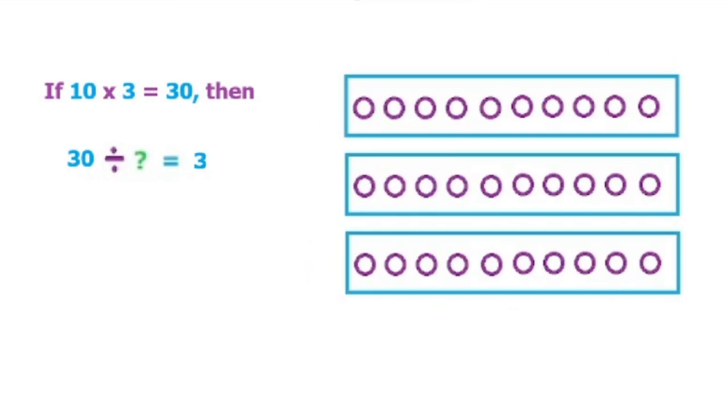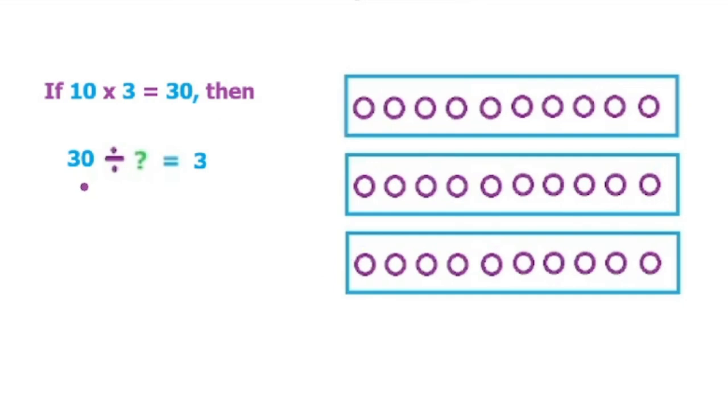So we have 3 groups, and then inside each group, there's 10 circles, right? 1, 2, 3, 4, 5, 6, 7, 8, 9, 10. So this multiplication tells us that when we multiply 10 times 3, we get 30. So 30 circles in total, right? 10, 20, 30. 30 circles.